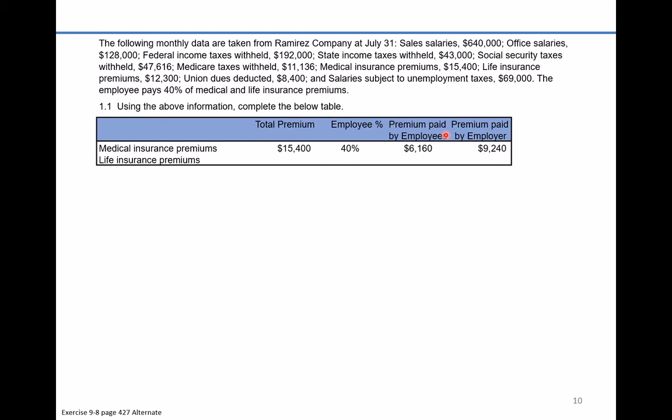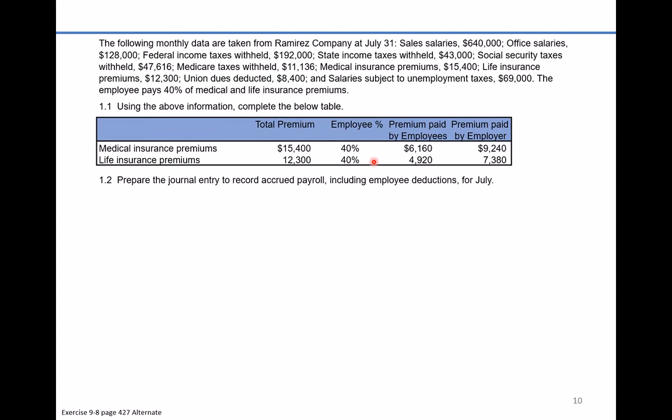$9,240. For life insurance, the total premium was $12,300. That came directly from the data. Again, 40% is paid by the employee, or $49.20. The balance is paid by the employer. So these will become really important as we get into the next step.